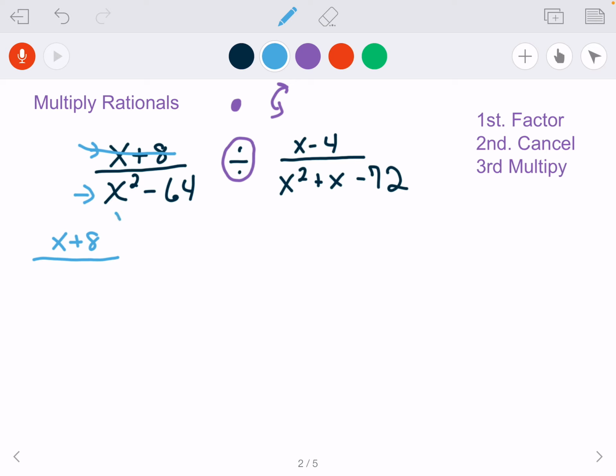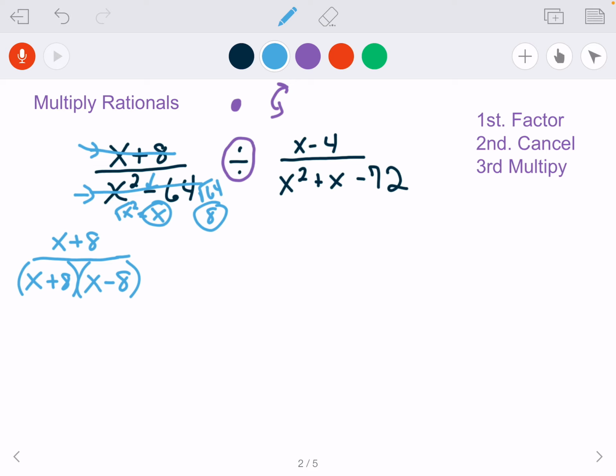Now look at your denominator. Okay, you've got x squared, so the square root of x squared is x. You're going to use that. The square root of 64 is 8. You're going to use that. There's a subtraction here. So this factors to the quantity x plus 8 times the quantity x minus 8. So I've factored my first set there.